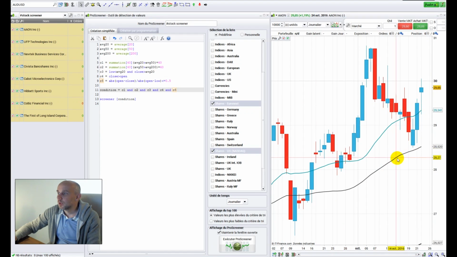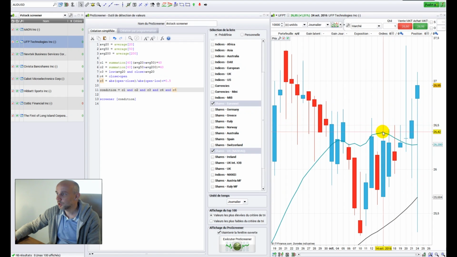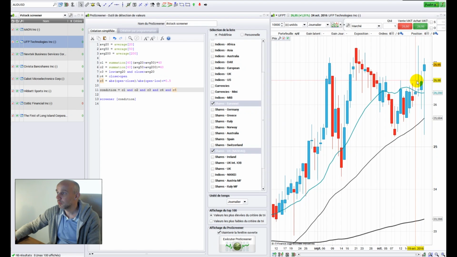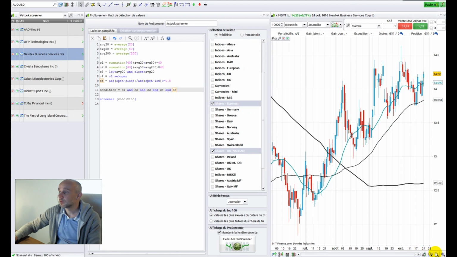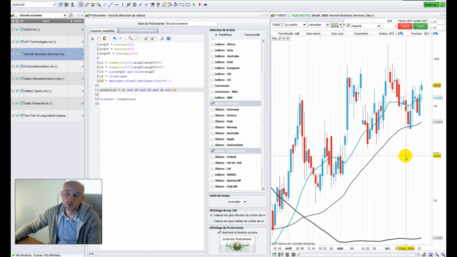We got some results, yeah. So that's it. We got less body than wick, and the condition is clear. We got a rebound on the 20 period moving average in a bullish trend. So that's a simple stock screener that can be improved by many more conditions, of course.